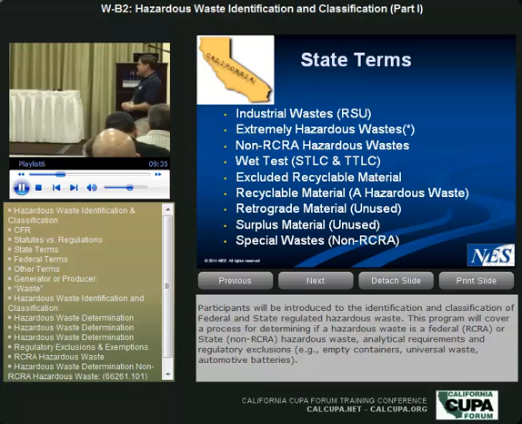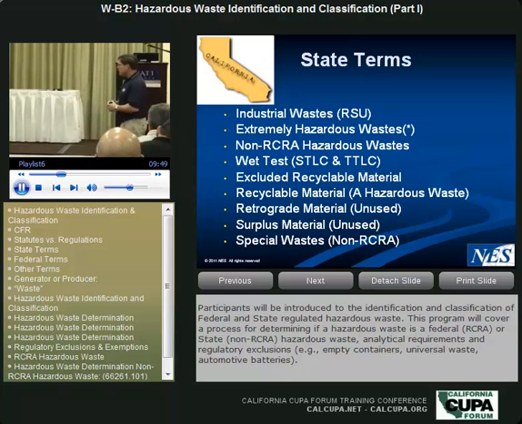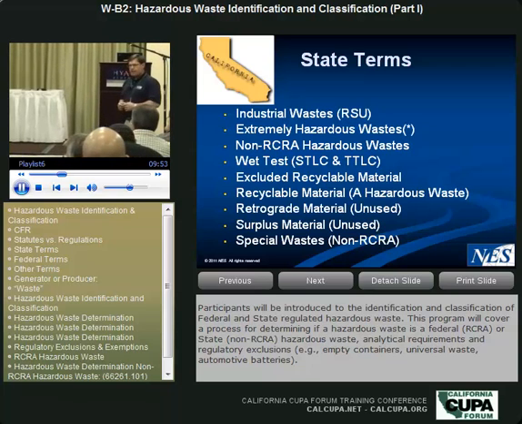And then we have recyclable materials. A recyclable material, by definition, is a hazardous waste that's reclaimed or recycled. That's also part of how we manage it and what it is in the Health and Safety Code. And then a retrograde material is a material that has essentially been purchased or brought to a facility.